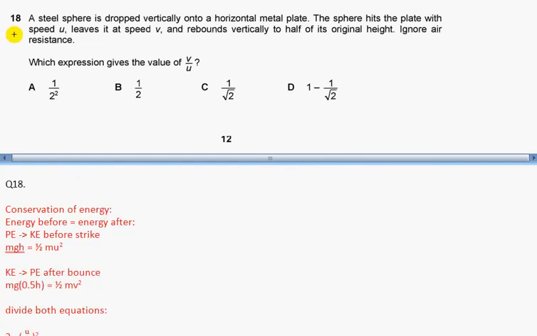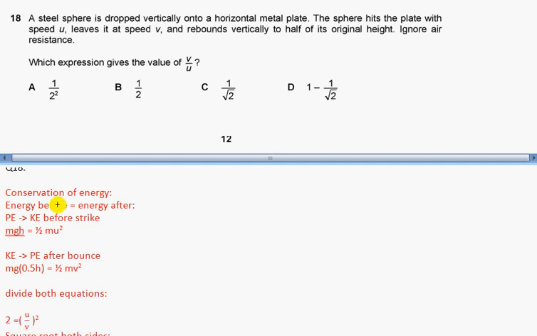Question 18. A steel sphere is dropped vertically onto a horizontal plate. The sphere hits the plate with speed u, leaves it at speed v, and rebounds vertically to half of its original height. Ignore air resistance. Which expression gives the value of v over u?